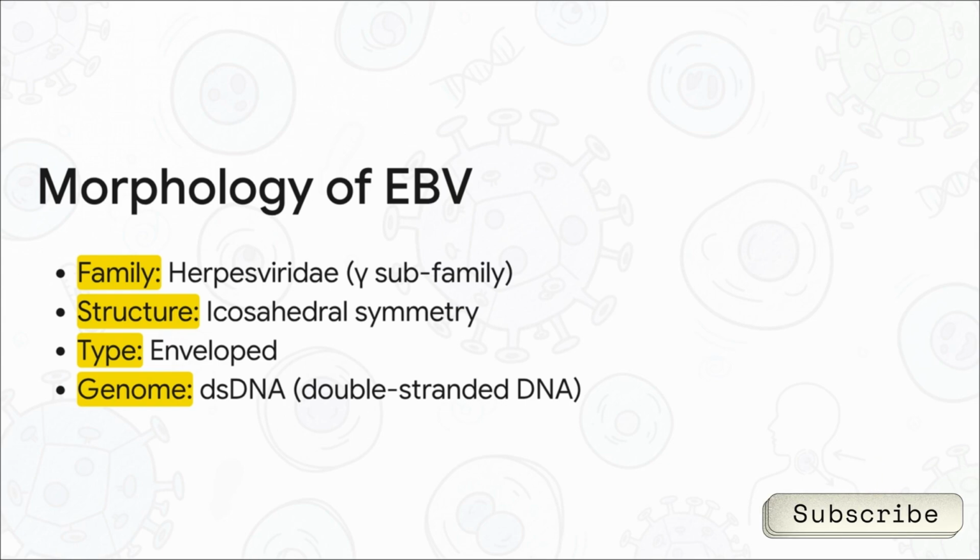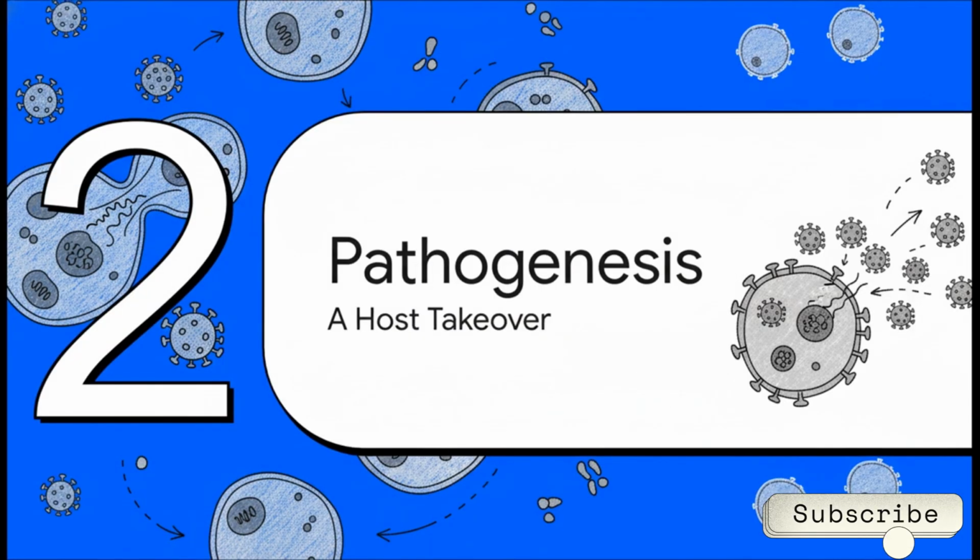So for your exam flashcards, lock these 4 features in. Herpesviridae family, it's enveloped, it's got that icosahedral symmetry, and its genome is double-stranded DNA. Okay, let's get into the good stuff: pathogenesis. How does this virus actually get in, and what's its master plan once it's inside? This is basically the story of a complete host takeover.